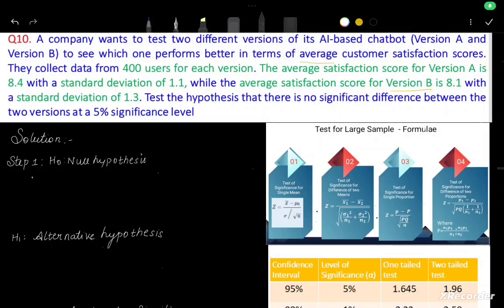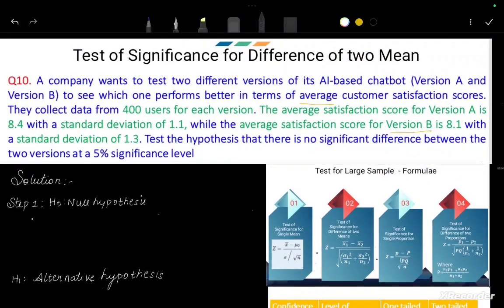In today's class, we are going to see the test of significance for difference of two means. In the previous class, we saw the test of significance for a single mean, where a population mean and a sample mean were given. Here, what does difference of two means actually mean? You will be given the means of two samples, and based on comparison, you will give a conclusion.